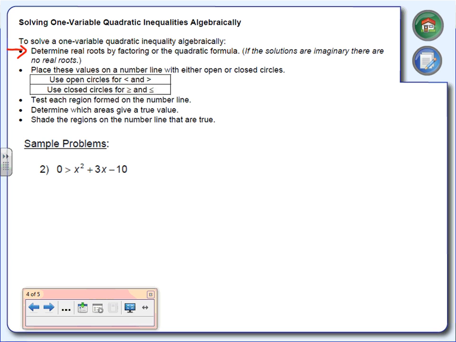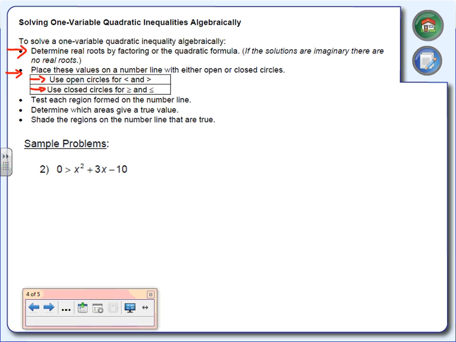If you like doing factoring, let's do factoring. If you like quadratic formula, well then do quadratic formula. Once we do that, what we're going to do is place these values on the number line using either open circles or closed circles, and we can tell what kind of circles to use. Looking right here, it says if we have a less than or greater than symbol, we'll use an open circle. If we have a less than or greater than or equal to symbol, then we'll use a closed circle, meaning we're going to include it.